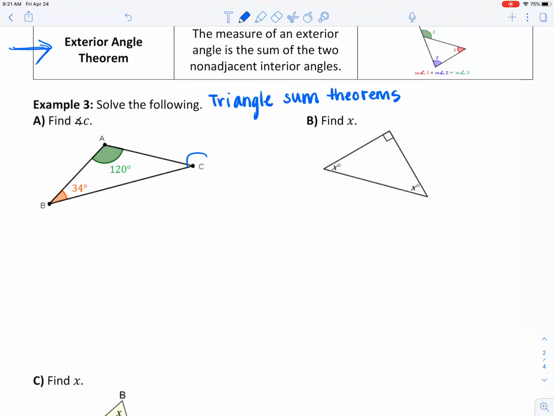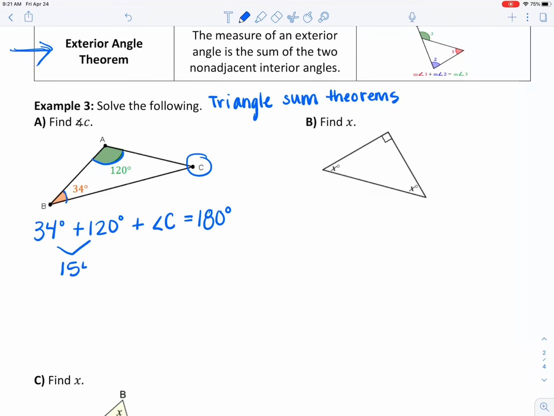So for example A, if I have to solve the following and find C, so I'm trying to find this angle, I know that angle B, which is 34 degrees, plus angle A, which is 120 degrees, plus angle C, which we don't know what that is, should equal 180 degrees. All right, so if I do this, 34 plus 120 is 154, plus angle C equals 180.